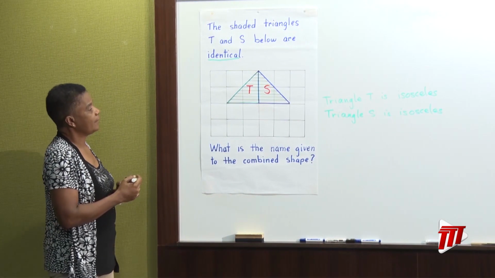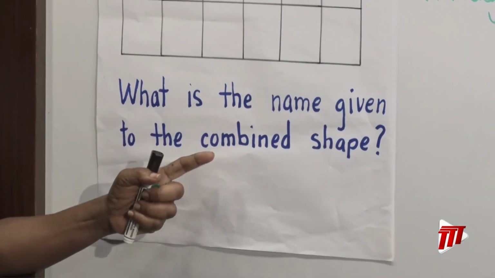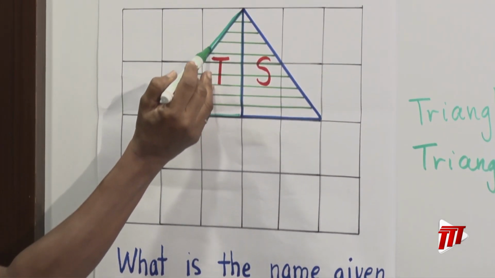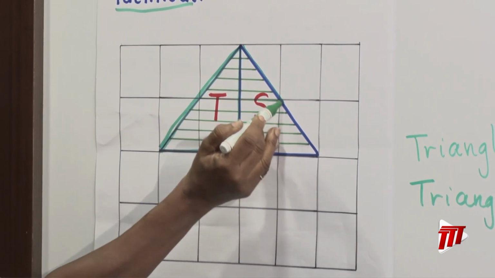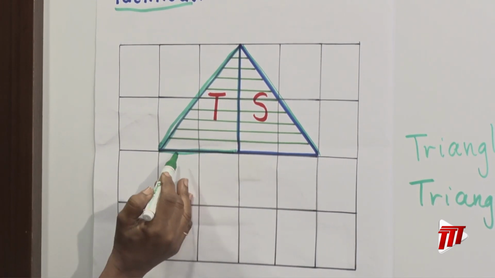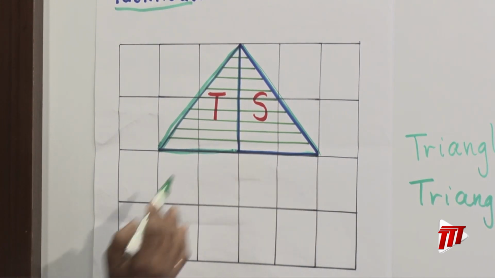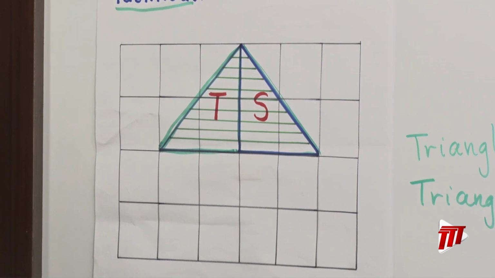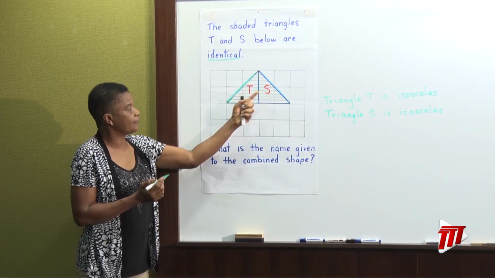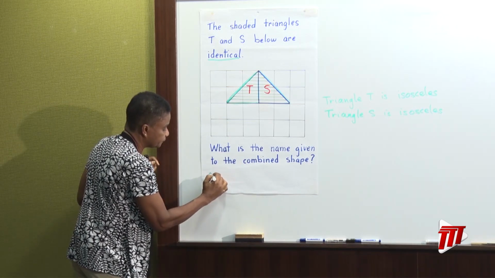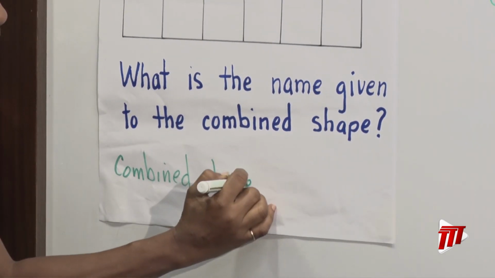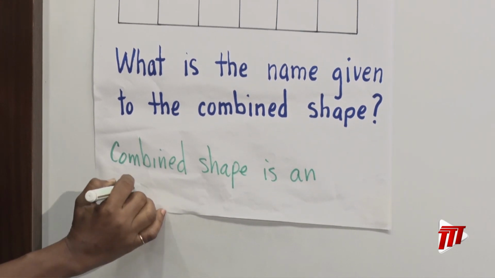The question says they are combined. What is the name given to the combined shape? If we know that both triangles are identical, then this length in triangle T would be the same length in triangle S. Not so? Yes. And the base here will now be the sum of triangle T and triangle S. Therefore, what triangle do we know has 2 equal sides? Yes, it is isosceles. So the combined shape is an isosceles triangle.